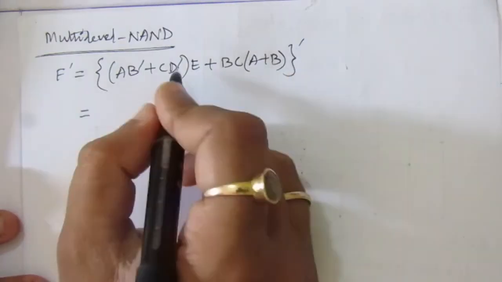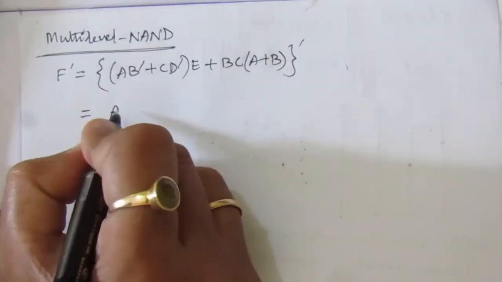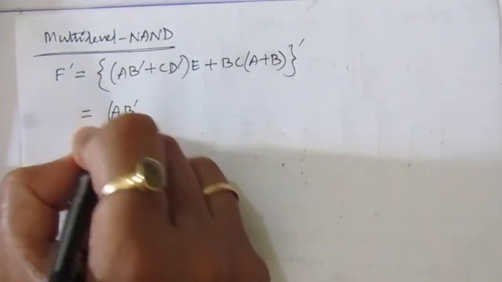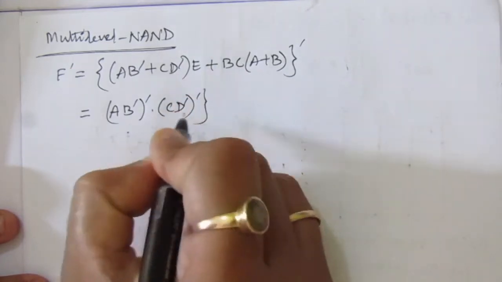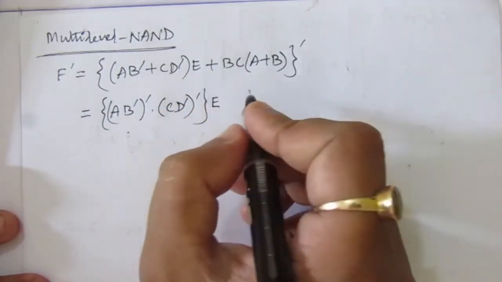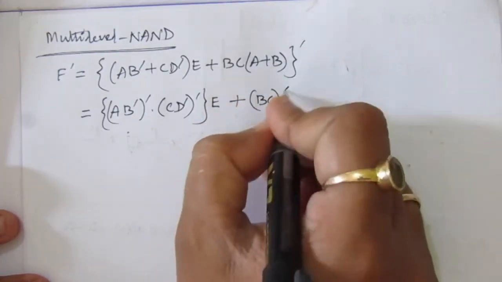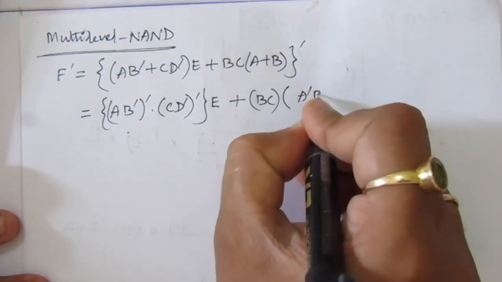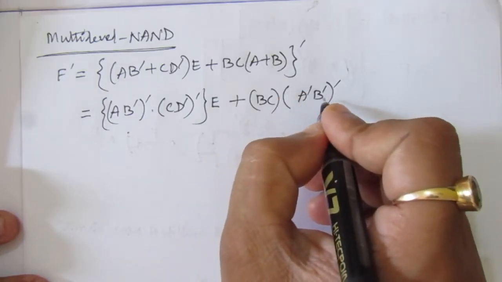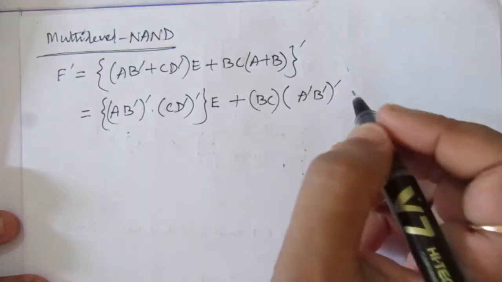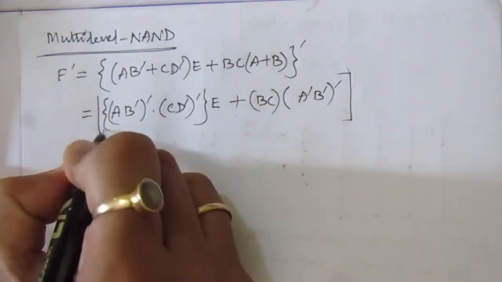So we put here the complement symbol. If we take two times complement of this function within bracket, then we can write it as A B bar whole bar into C D bar whole bar, it is whole multiplied with E. And similarly from this function we'll get BC whole into A bar B bar whole bar. A bar B bar whole bar means A bar bar plus B bar bar. This is the same function.